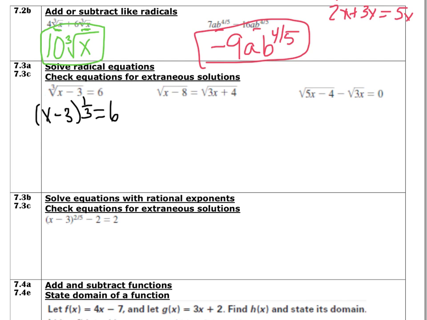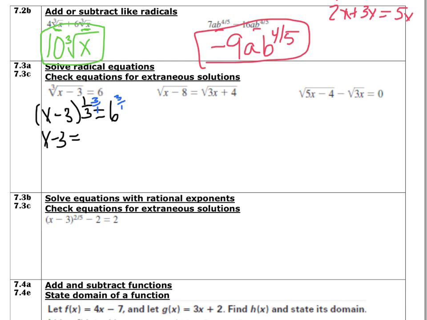Now we've already solved one like this before. X is here, and we have to get rid of the minus 3 and the 1/3. Start your way furthest out. 1/3 is the furthest out. To get rid of 1/3, you're going to cube it, or use 3 over 1 as the reciprocal. Now to simplify this, what you're going to get is x minus 3.